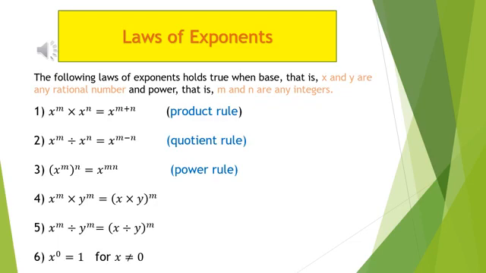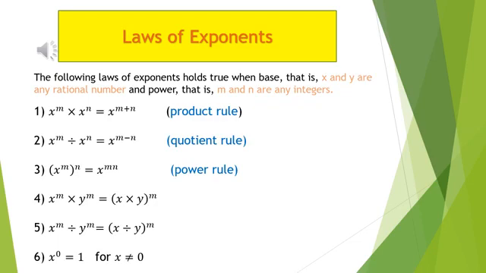Now the fifth rule is x raised to the power m divided by y raised to the power m. Here the operation is division and the bases are different, x and y, but your power is still the same. So what will you do in the right hand side? You will keep the power as it is, m, the same power, but your numbers will now be x divided by y and the whole power will be m.